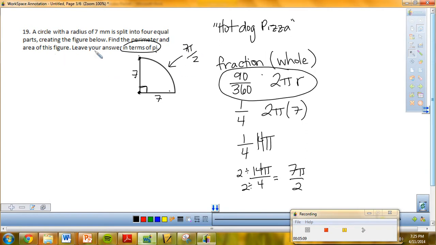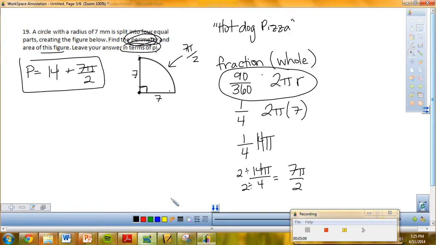They want the perimeter of the whole figure. So my perimeter, I just want to add up the sides. So I have 7 and 7 is 14, and then this curved piece is going to be 7 pi over 2. So can we combine my terms? No. So we can just leave our perimeter as it is.